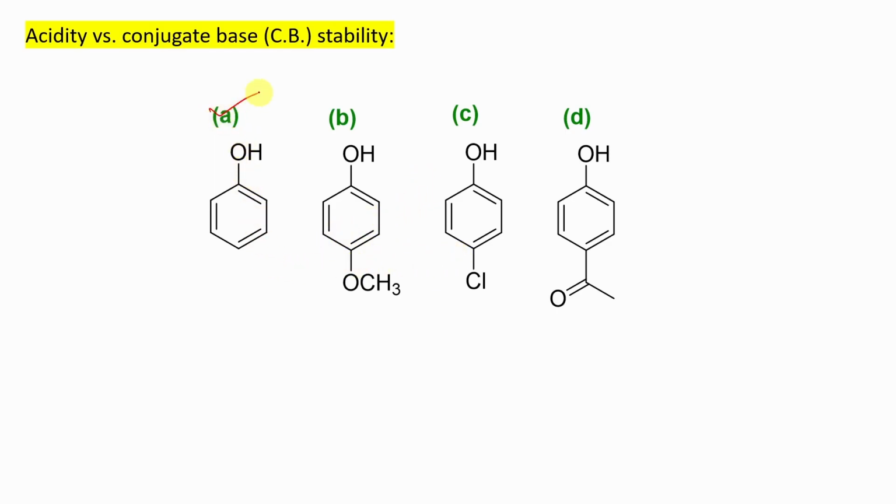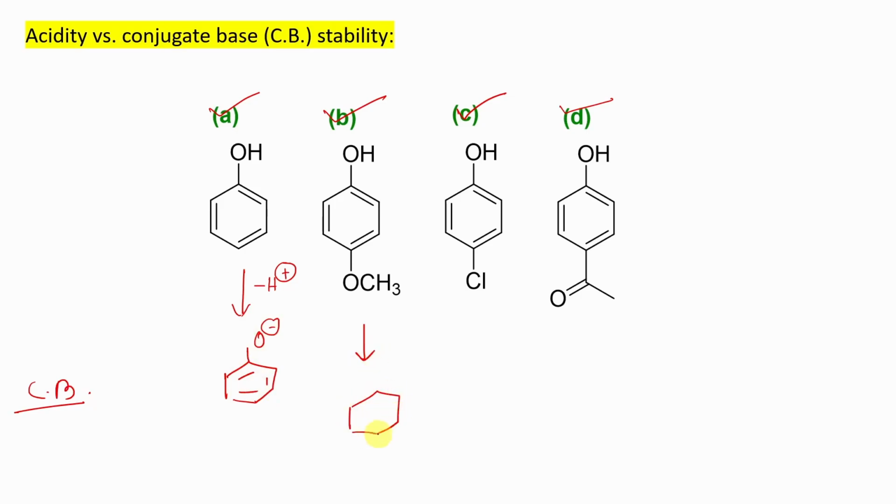So option A is phenol, option B is methoxyphenol, option C is chlorophenol, and option D is acetylphenol. Since it is asked about the acidity, we need to think about the stability of the conjugate base. Conjugate base means if phenol releases one H plus, what anionic species it produces, that is called the CB or conjugate base. Remember one thumb rule: the more the stability of the conjugate base, the more is the acidity.